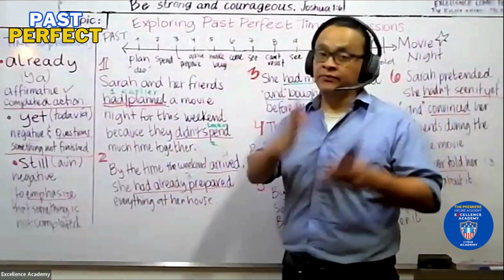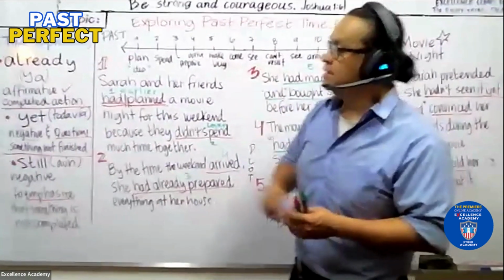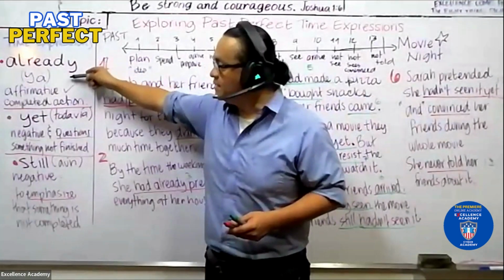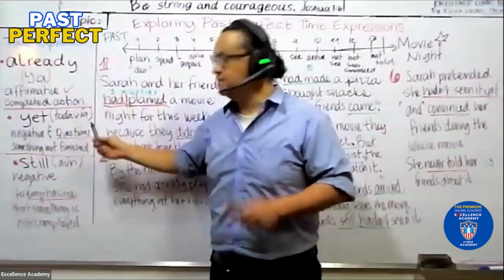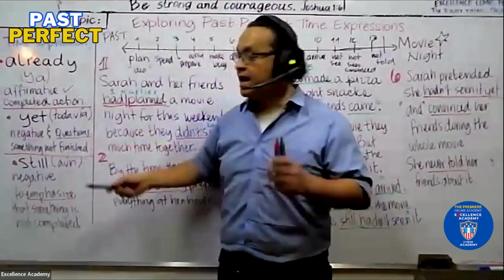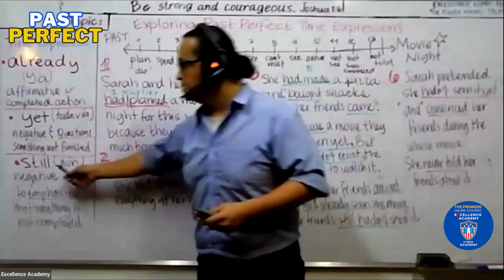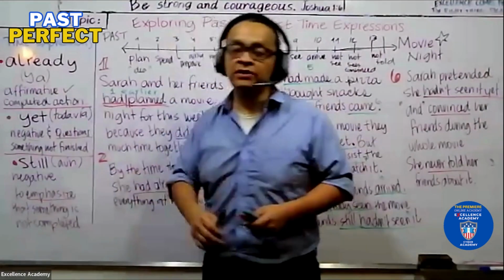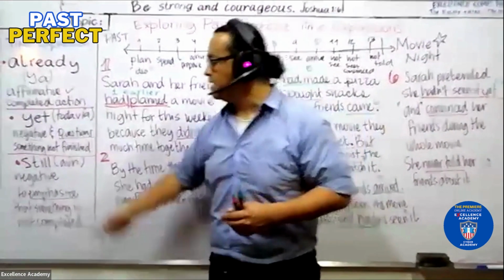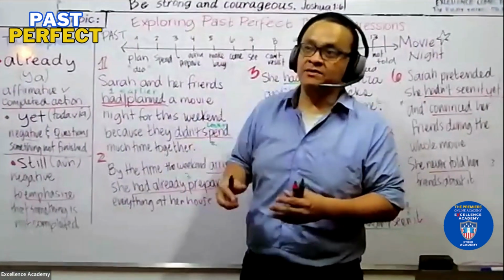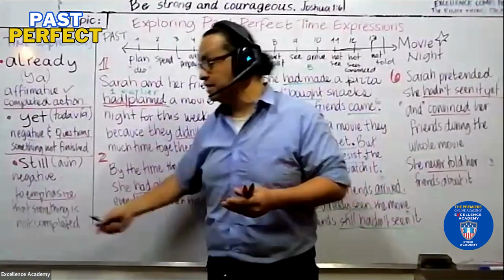We're going to discuss the place in the sentence, the word order where they're used. So just to recap, the time expression already means ya, which is affirmative, only completed actions and only in the affirmative tense. Yet means todavía for questions and negative, and it's for something that's not finished or an action that's not completed in the past. Still means aún, and it's only used for the negative tense, and it's also for an action or an event that is not completed in the past, but we're using still to emphasize because we had expected that this action or activity would have been finished or completed.